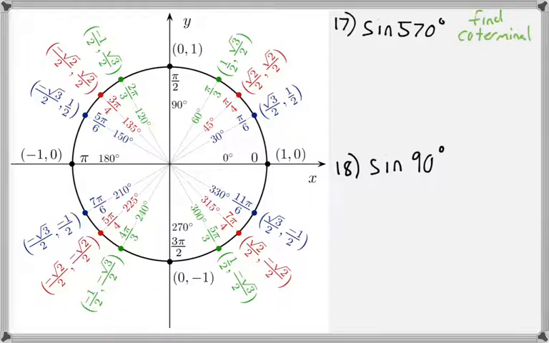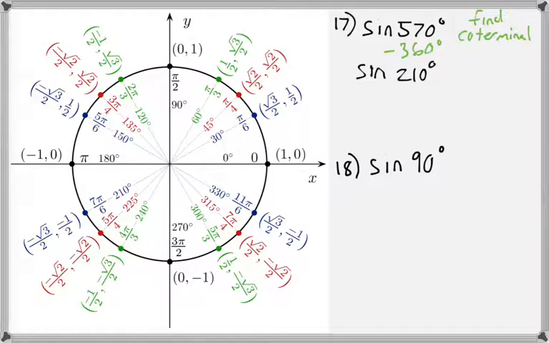So to do that, we're allowed to add or subtract 360 for degrees, or 2 pi for radians, but we're allowed to subtract 360 as many times as we need to get it to a value in between 0 and 360. So if I subtract 360 once, that should be enough. And this will give me sine of 210 degrees.